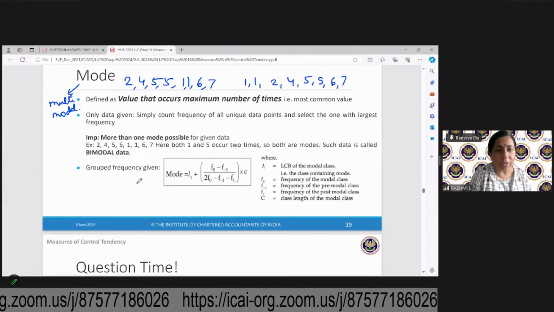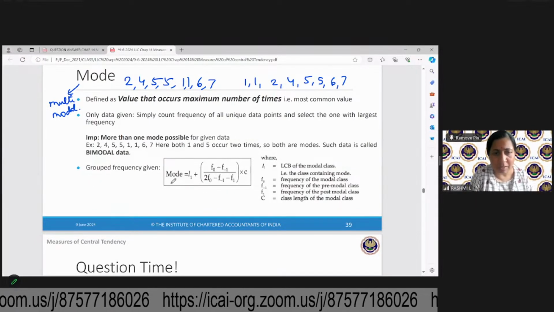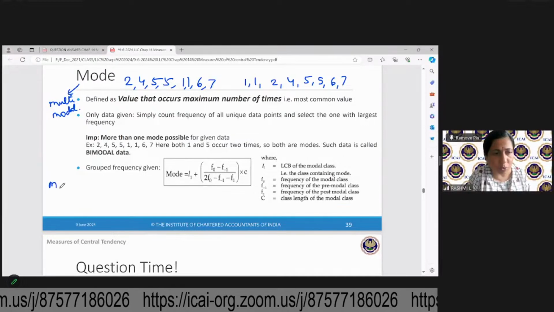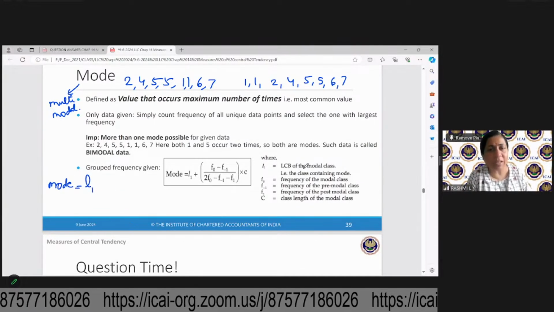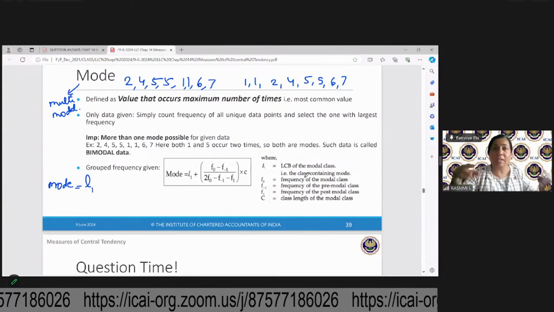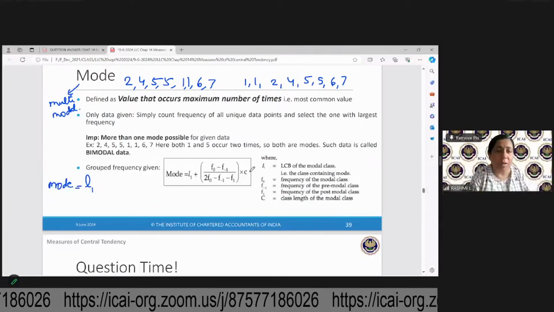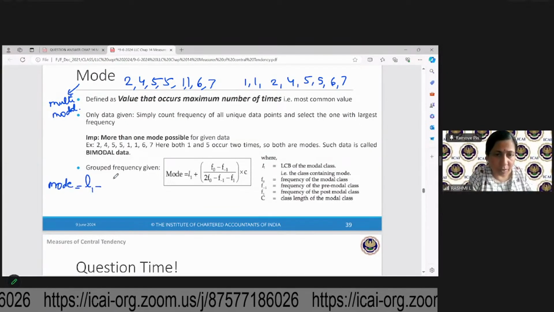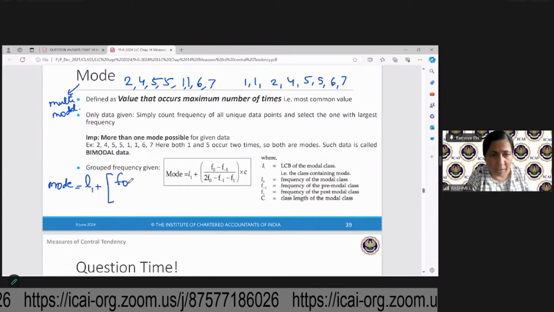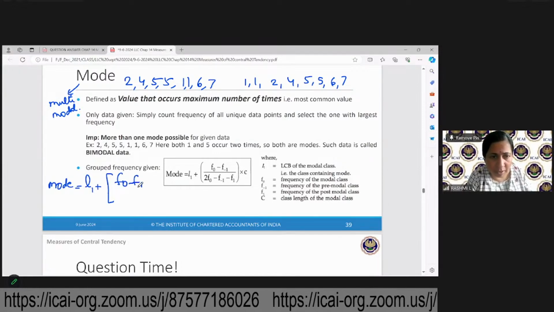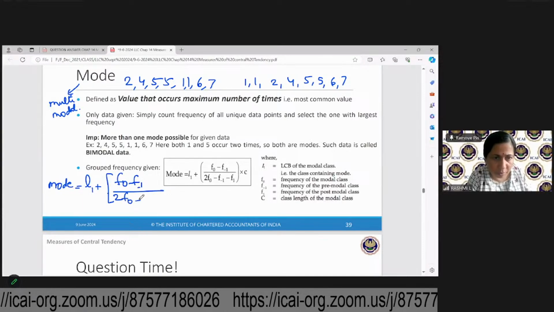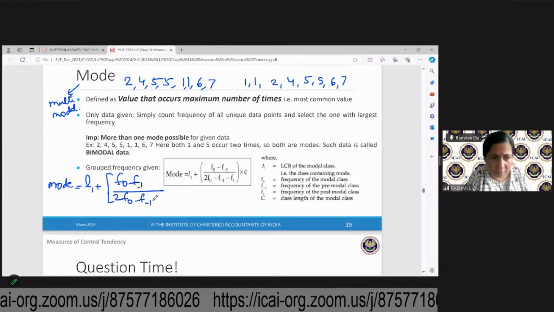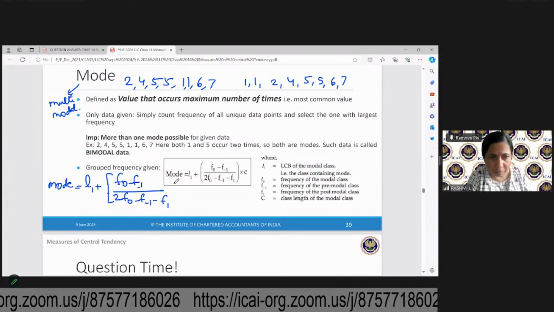Now coming to the group frequency formula. This is important. That is mode for a group frequency formula. It is given by L1, where L1 is the lower class boundary of the modal class, that is the class which contains the mode, plus (F0 minus F of minus 1) upon (2 times F0 minus F of minus 1 minus F of 1), times C.